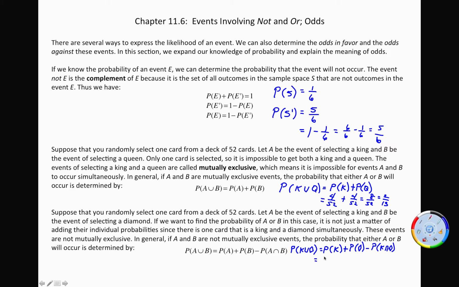So the probability it's a king, there's still 4 kings out of 52. The probability that it's a diamond, now there are 13 diamonds out of 52, minus the probability it's a king and a diamond. So I've got to figure out how many cards are kings and diamonds. Well, 1, the king of diamonds. So I counted it here and I counted it here. I don't want to count it twice. So 13 minus 1, 12, plus 4, so 16 out of 52. Simplify that, divide each of them by 4, 4 13ths.